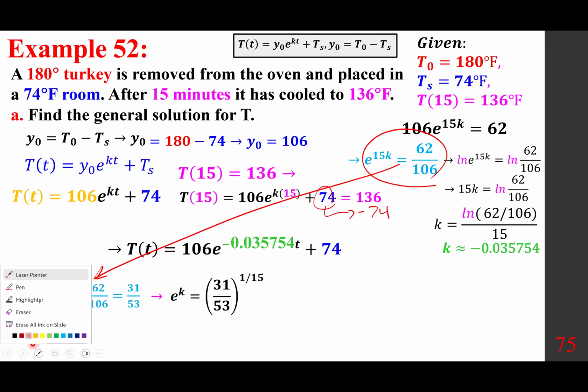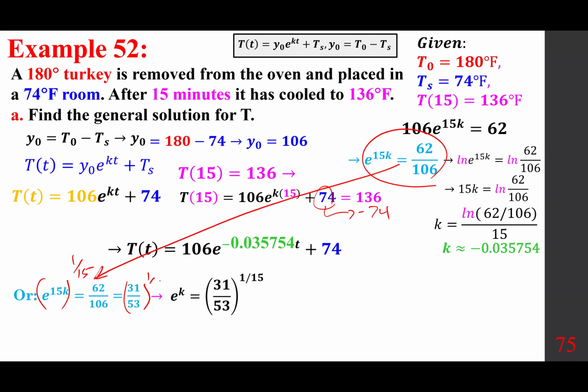In other words, I'm doing this to the power of 1 over 15. This to the power of 1 over 15. And then raise them to the power of t. So we tag along the t here as well as here. And you can write it in this format. T of t is 106 times 31 over 53 to the power of t over 15 plus 74. That's another way of writing it. Again, this is precise, by the way. Either way makes no difference.